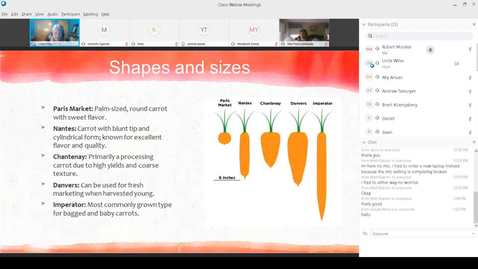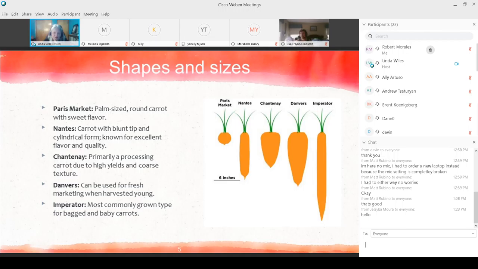The so-called baby carrots that you get are actually machined down to that size. So from an Imperator, you can get about 3 or 4 baby carrots from a single carrot. Your Nantes comes with a blunt tip and cylindrical form. Here you can see that rather than the gradual tapering of an Imperator, you basically have a tube and then a little point to it. This one has very good quality.